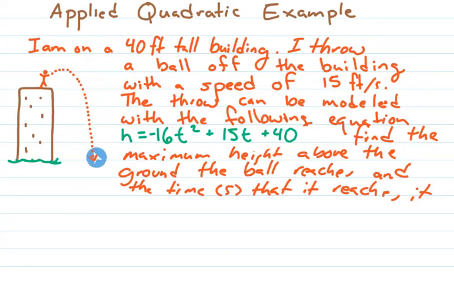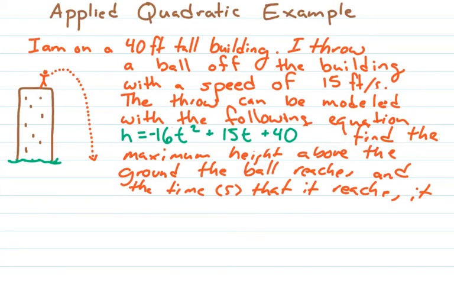So here I am throwing the ball off the building with a speed of 15 feet per second. So that means how fast I initially threw the ball off the side, and it can be modeled using the following equation, okay? So we talked about this. This negative 16 relates to gravity. This 15t is the initial speed or velocity. And the plus 40, that's where I threw the ball from, so above the ground. So I threw it from 40 feet above the ground. All right? So I was throwing the ball upward, okay?